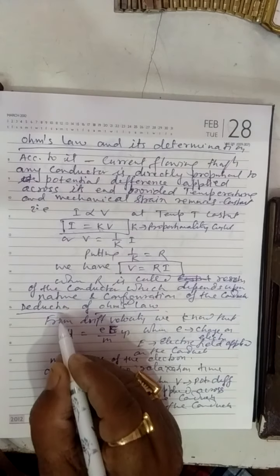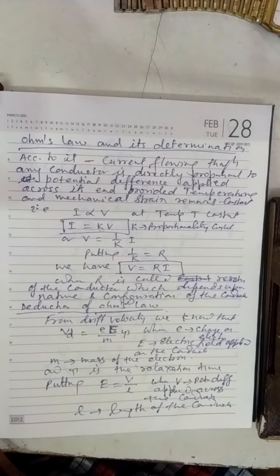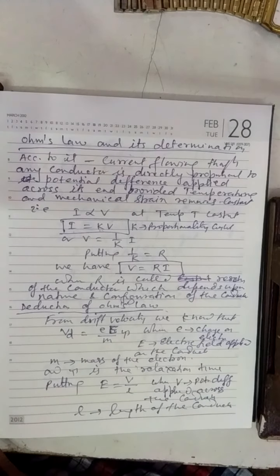Now, how do we deduce Ohm's law mathematically? From drift velocity, we know that drift velocity Vd = eE/m × tau, where small e is the charge on the electron, capital E is the electric field applied across the ends of the conductor, and m is the mass of the electron. Tau is the relaxation time, which is defined as the average time elapsed between two successive collisions in the conductor.